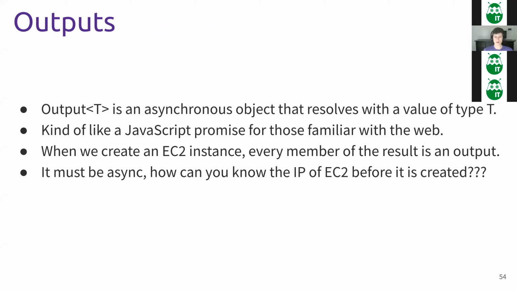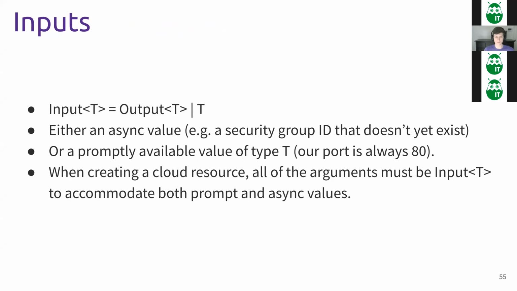So it's kind of like a promise for any of those of you who are familiar with JavaScript and the web. And when we create that EC2 instance, it's not just that public DNS, it's every member of the results object is an output. So it has to be async. We really can't know these values ahead of time. And we want to be able to propagate these values from our EC2 instance or from our security group into our EC2 instance. So we have to model these outputs asynchronously.